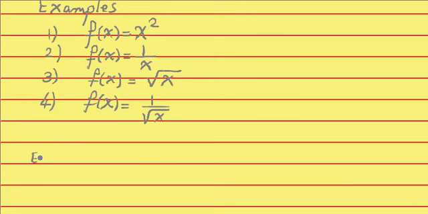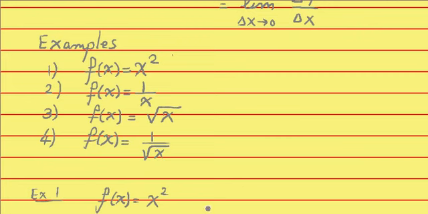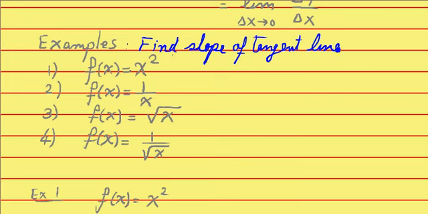Example 1, f of x is equal to x squared. Well, what do we want to find in any of these cases? In all of them we want to find, let me specify, the slope of the tangent line at x is equal to a.